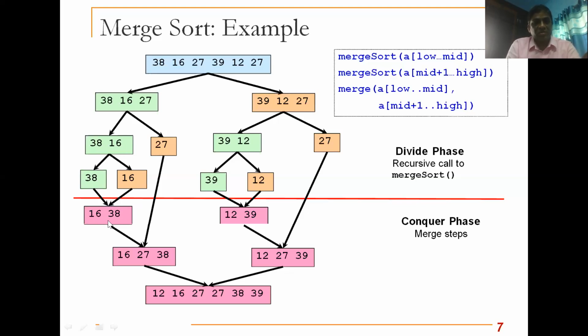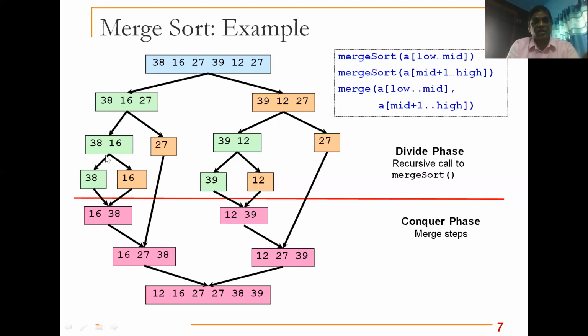You got 16 comma 38, and 27 is a single element only. Therefore this is also a sorted list. And now merge is applied on this and this. So 16, 38 is a sorted sublist, 27 is a sorted sublist. So apply merge on this. Then you will get 16, 27, 38. Of course, we will focus on how merging is done in the next slide. As of now, assume that they are getting merged into a single sorted list.